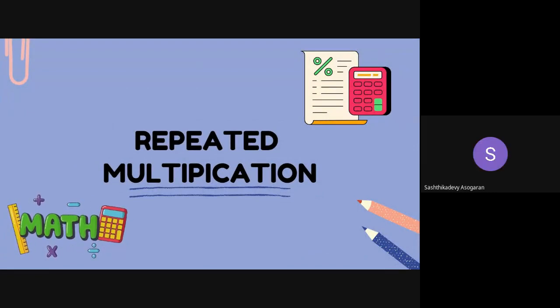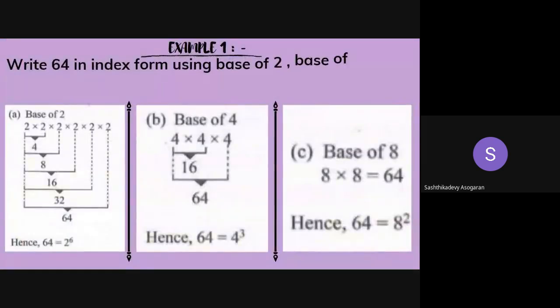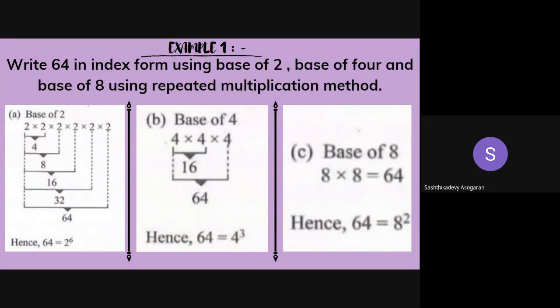Now, let's see how to do the repeated multiplication method. Let's see example 1. We have to write 64 in index form using base of 2, base of 4, and base of 8 using the repeated multiplication method. For A, we write 64 in index form using base of 2, where we keep on multiplying 2 till we get 64. Then we count the number of 2s. For example, if the number 2 is repeated 6 times, then it will be 2 to the power of 6. It is the same for B, where we keep on multiplying 4 till we get 64. Then we count the number of 4s. If there are 3 fours, then it will be 4 to the power of 3. And the same thing for base of 8.